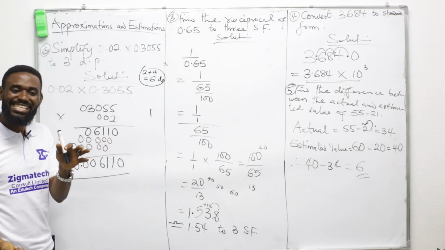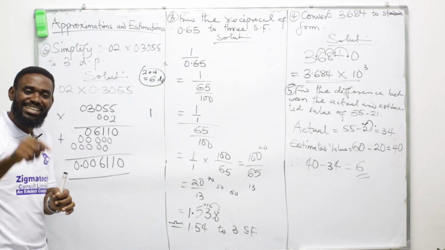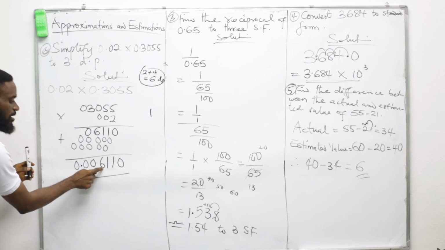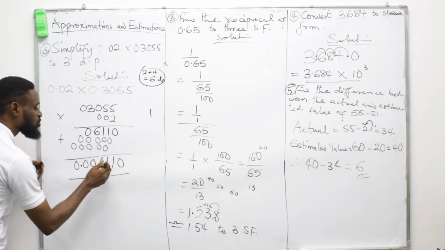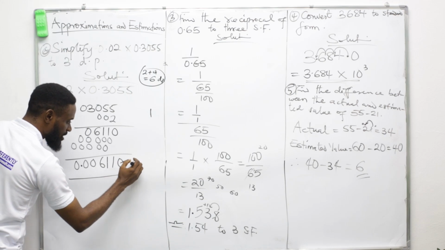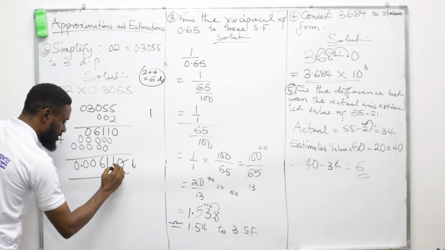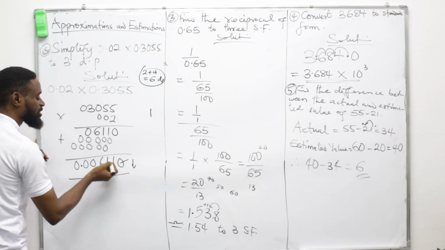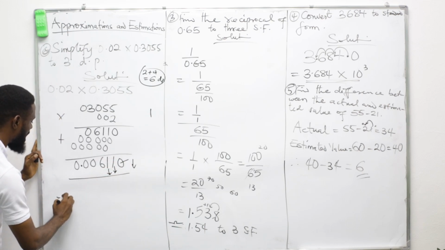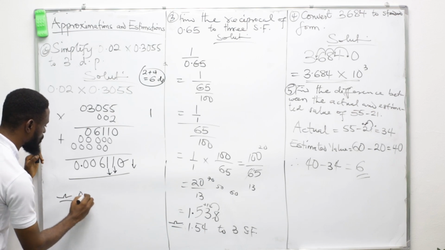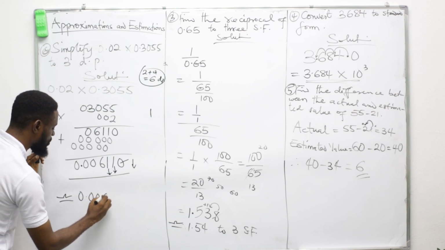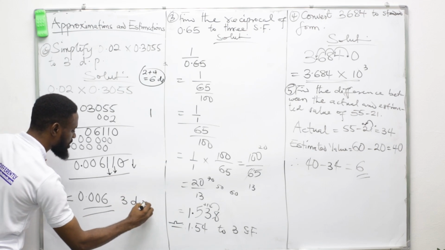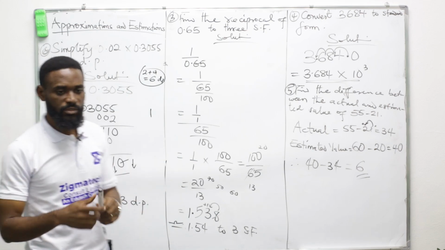And they're asking us to estimate it or approximate it to what? 3 decimal places. So 3 decimal places will mean 1, 2, 3. Meaning all this will go off. Why this will go off is because 0 is round down, 1 is round down, 1 is round down. So they will all go off, adding nothing to 6. So we will now say approximately is equal to 0.006. This is what? 3 decimal place, 3 dp. Do you get that now?